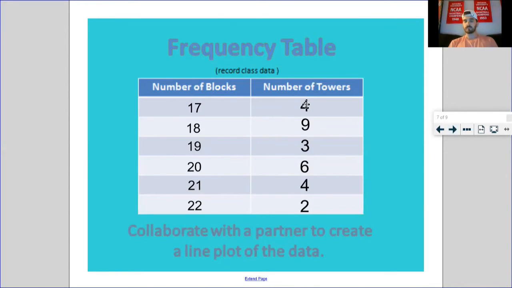Here I just put numbers because we're going to do it in class because we do have a frequency table. So what's going to happen is 4 people are going to have bags with 17. There's going to be 9 bags with 18, 3 bags with 19, and then the rest of the data you can see right here. So we can then take this frequency table, turn it into a bar graph, which we've done before, but we're actually going to take it and turn it into a line plot, which I have here.